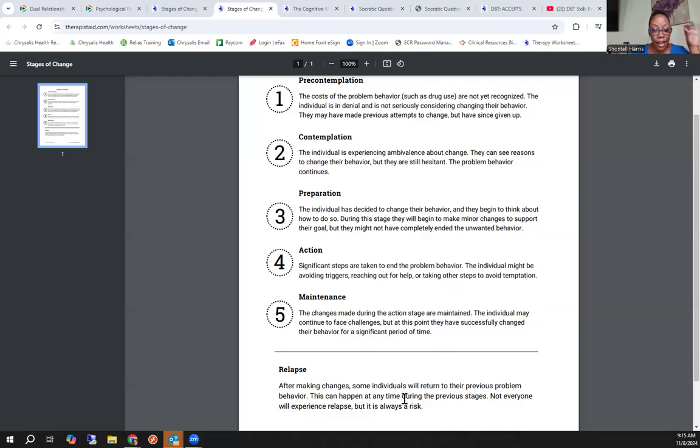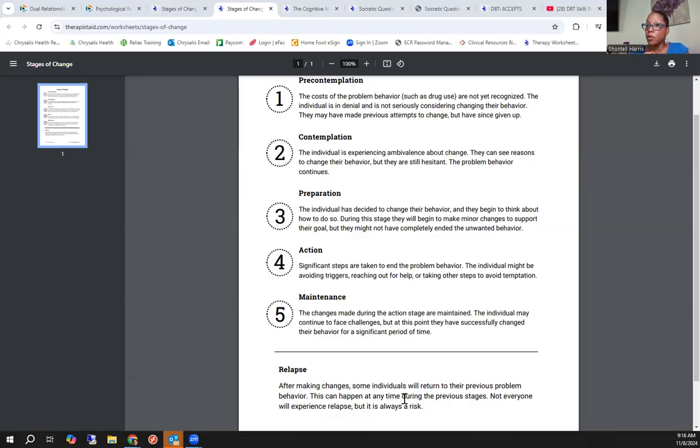Now, the last phase on here is relapse. Relapse is basically, after making changes, some individuals return to a previous behavior, okay? And this can happen during any stage of change. It doesn't matter which one, and not everybody is going to experience relapse, but it's always a risk. So when that happens, you just get back on the boat and you start again. That's okay. That's just a part of it. Learning how to forgive yourself, acknowledging it. Okay, I slipped, and that's okay. But I'm about to get back on the boat because I know what I've got to do.